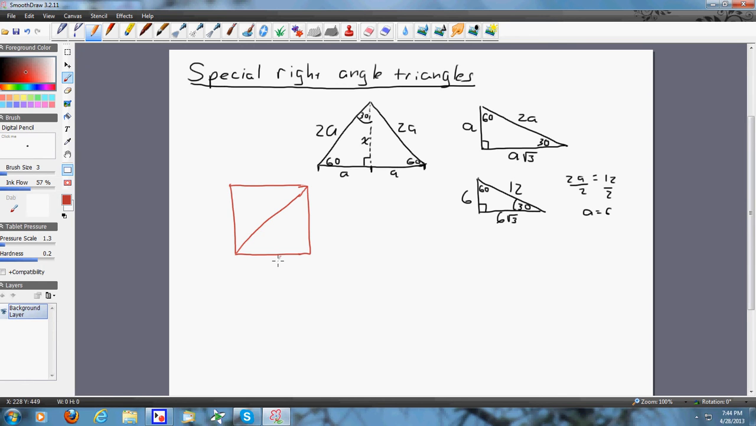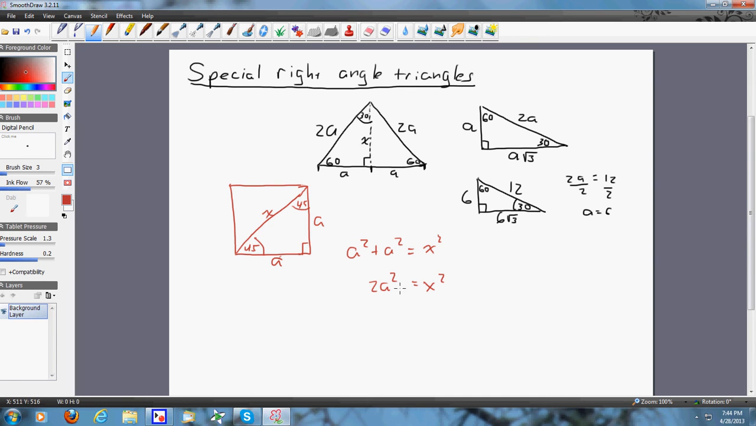And once again, I'm going to say that the sides of the square are a, and I drew a diagonal, which would mean that these both are 45 because it's an isosceles triangle. And I'm going to call my hypotenuse x. So let's see what happens. I have a squared plus a squared equals x squared. Well, a squared plus a squared gives me 2a squared equals x squared.